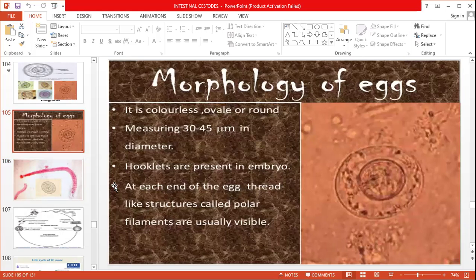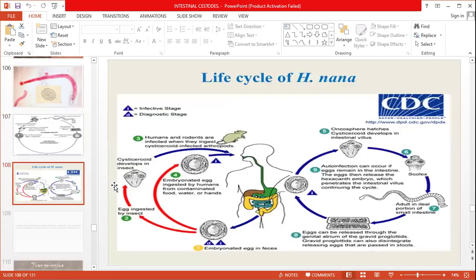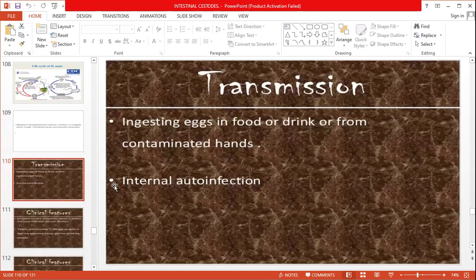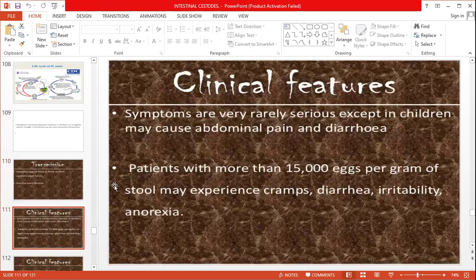The egg is colorless all the way around, measuring 30 to 45 micrometers in diameter. Hooklets are present in the embryo. The egg structures called polar filaments are usually visible. Transmitted by ingestion of eggs in food or water, or from internal auto-infection.